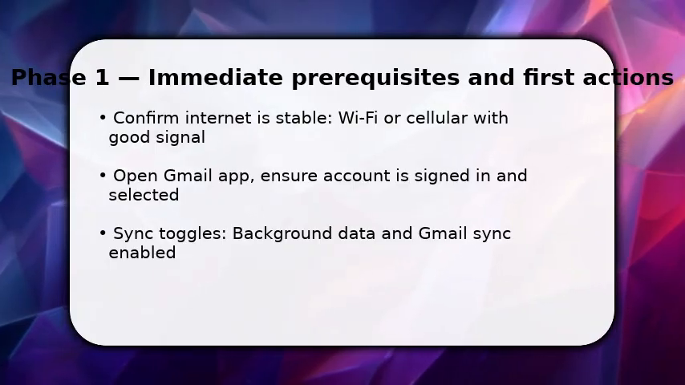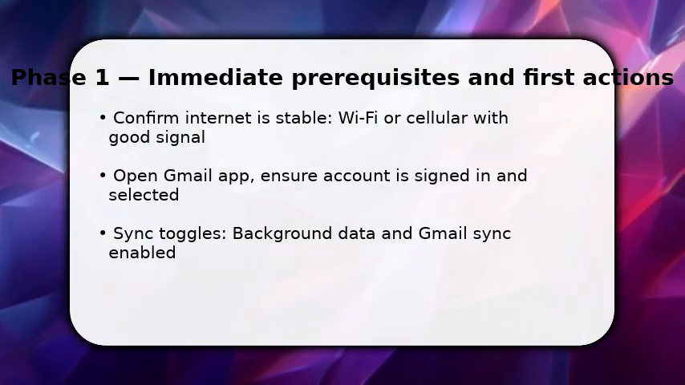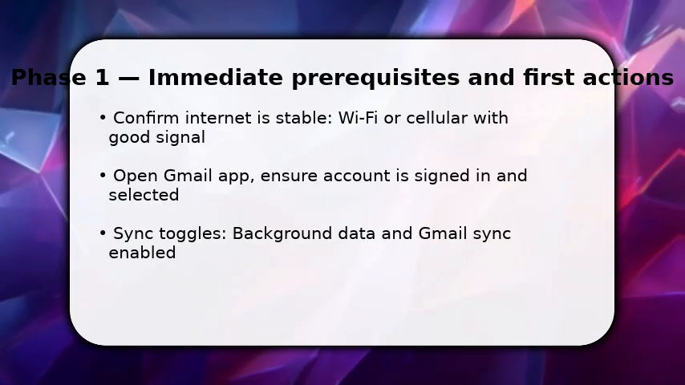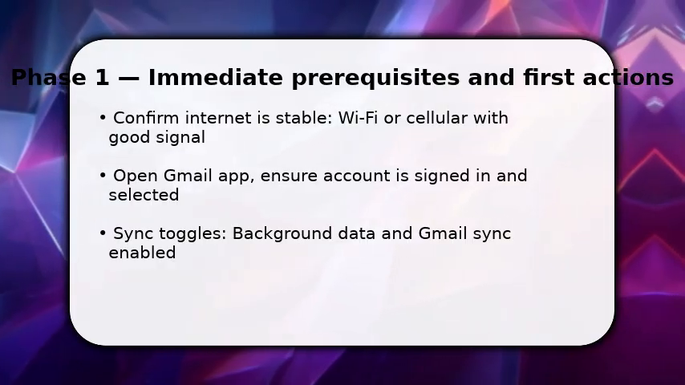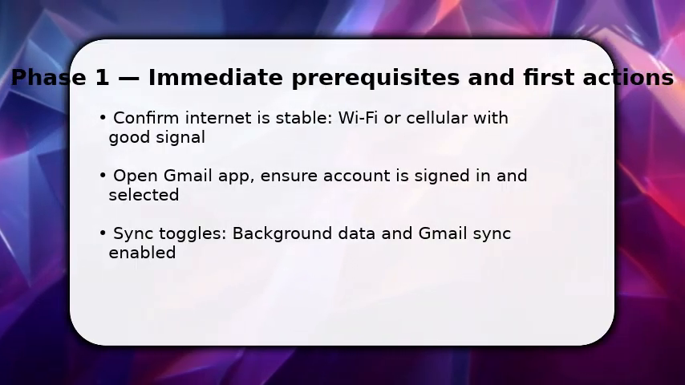You start by verifying essentials quickly. Check that your device has a stable connection and that you are signed into the correct Google account. Once done, open the Gmail app and force a manual refresh by pulling down the inbox. This triggers an immediate sync.